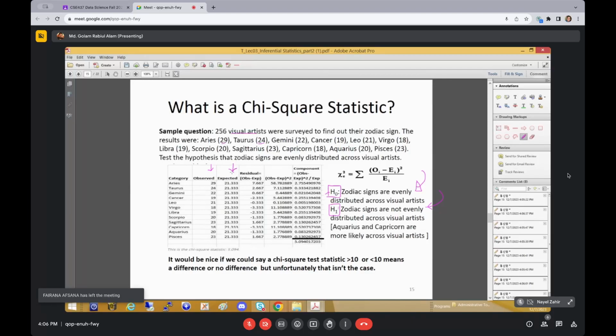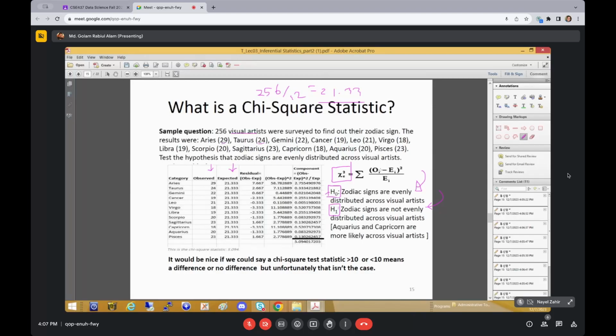Okay, so these are the observations, and then the expected number we get by dividing 256 by the number of categories, the number of zodiac signs. You can see we have 12 categories. If we divide 256 by 12, we get 21.33. So this 21.33 is actually our expected value. Then we have to find the chi-square statistic.